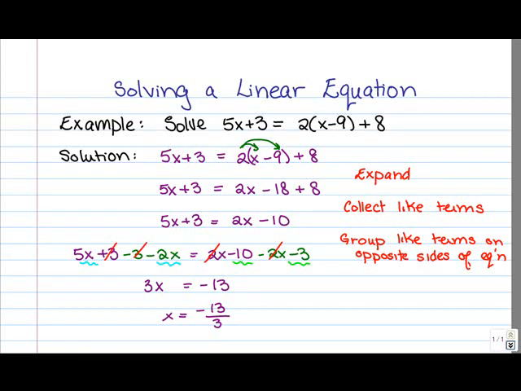So here we get an answer of negative 13 over 3, and if we like, it's a good idea to go ahead and verify that this is correct by substituting it in to the original equation and making sure that the left-hand side of the equation works out to be the same number as the right-hand side of the equation if we substitute this number in. That confirms that we then got the right answer.